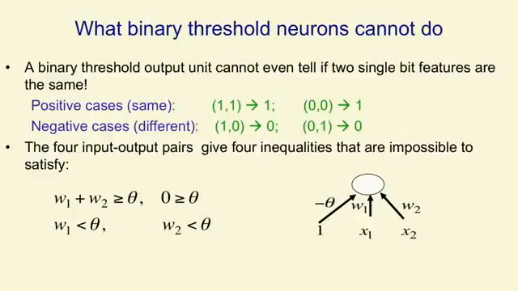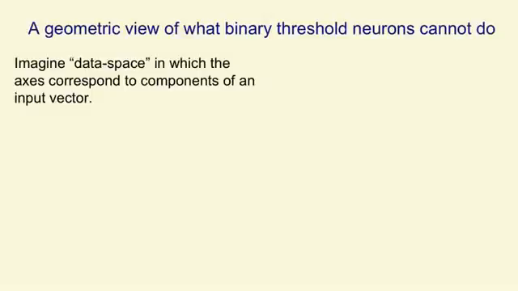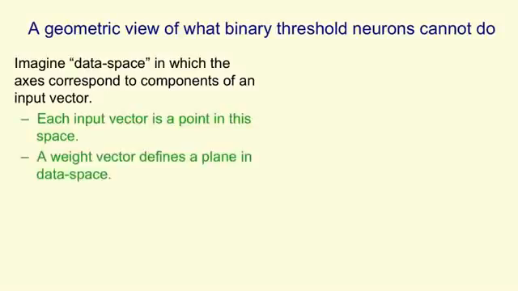We can also see this geometrically. So we're going to imagine a data space now in which the axes correspond to components of an input vector. So in this space, each point corresponds to a data point, and a weight vector is going to define a plane in this space. So it's just the opposite of what we're doing with weight space. In weight space, we made each point be a weight vector, and we used a plane to define an input case. Of course, that plane was defined by an input vector.